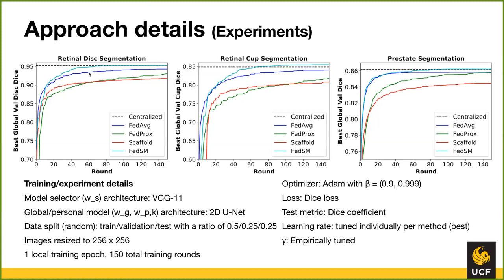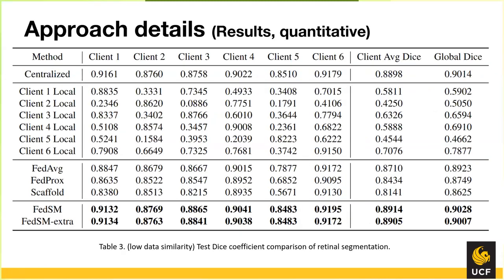So as you can see from this slide, FedSM converges to the highest value of the options. This slide also shows the training and experiment details, the models they used, the train validation test split, all those things. And again, you'll notice that gamma was empirically tuned, which is shown later. So here's a table showing the test dice coefficient on the retinal data set. And you can see that the bold numbers show the top 2 performing federated average approaches. You'll notice that the centralized training sometimes has higher accuracy, but again, that's prohibited. So we just compare the federated learning approaches.